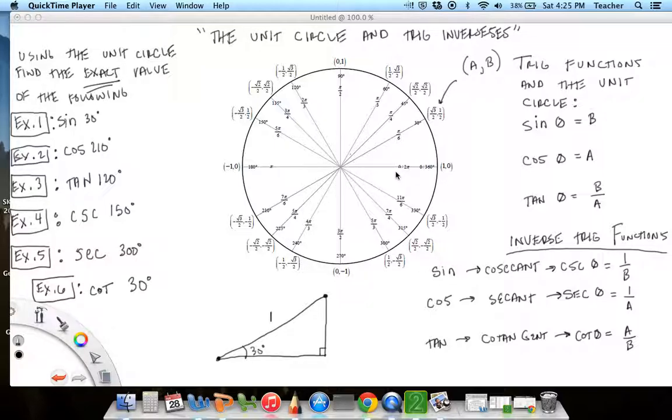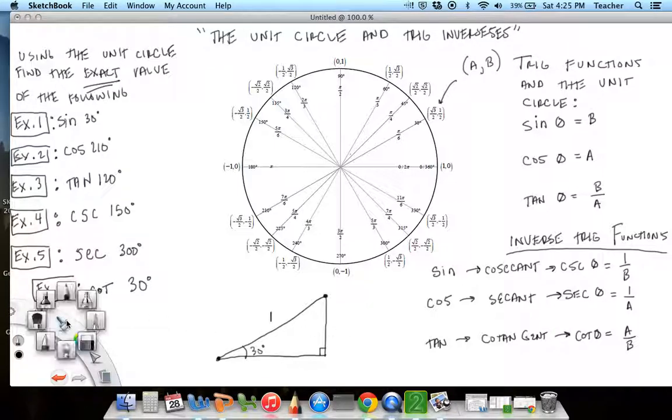So I just wanted to give a general overview of everything that we've done so far and extend on the idea by showing you inverse trig functions. Yes, there's a whole set of other trig functions called cosecant, secant, and cotangent. But let's first talk about our general idea of the unit circle and what these points mean.